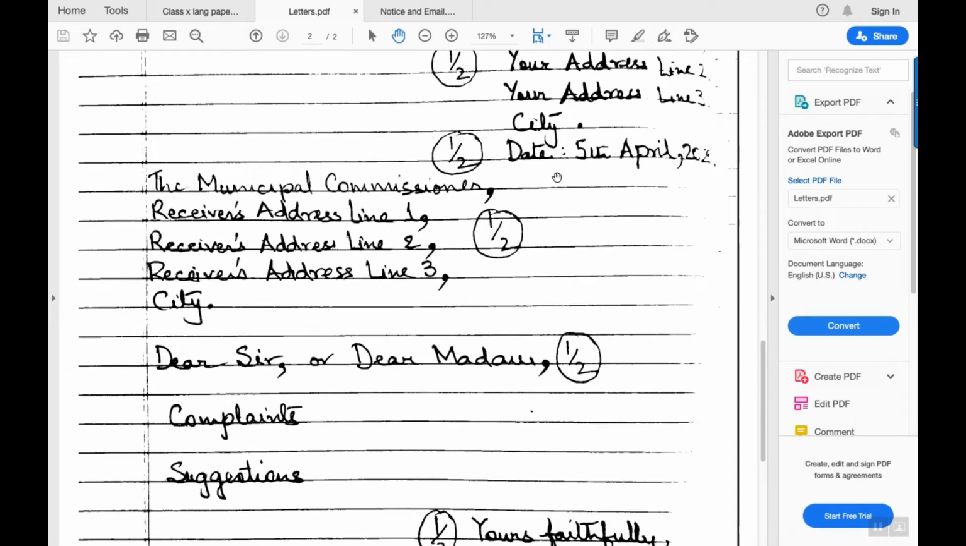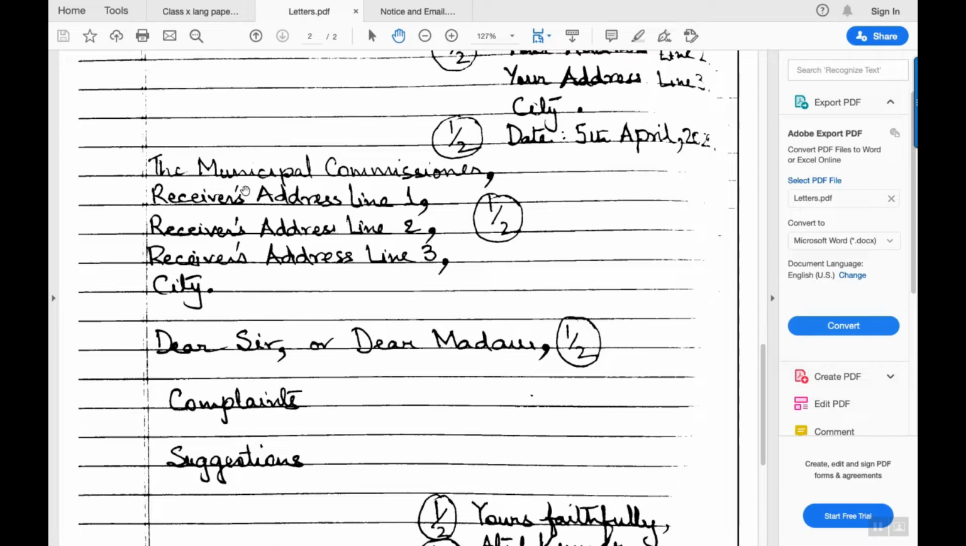Coming to the receiver's address, it will always be on the left side. Suppose you're writing to the editor, it will be the editor, comma, next line, Hindustan Times, comma, next line, Hazratganj, comma, next line, Lucknow. Again, a 3-line address apart. So the address will be 3 lines, address line 1, line 2, line 3, and then the city, and at the top, the editor. It will not be to the editor. This was also an error which we saw in some of the papers.